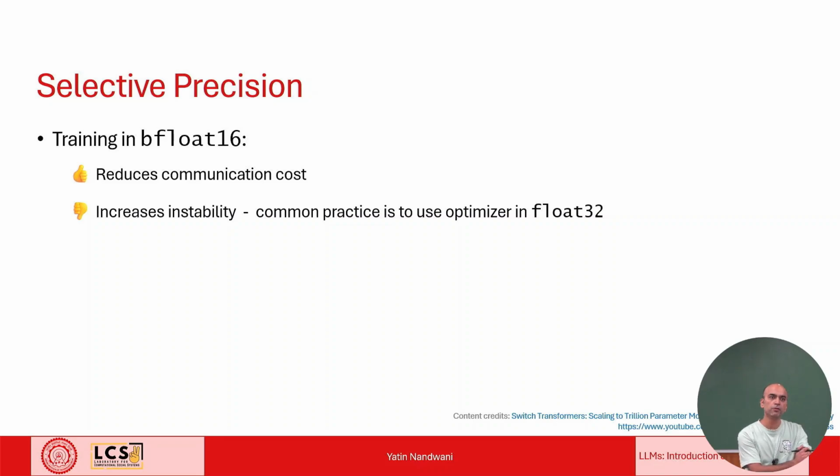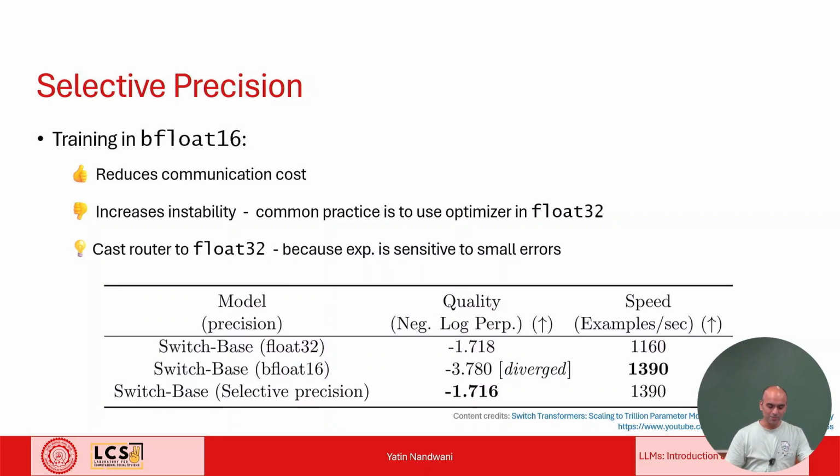Weights will be in bfloat16, but the optimizer will be in float32, right? So we keep optimizers in higher precision and weights in lower precision. Similarly, they also observed that if they use selective precision here, so what are they doing? All the experts are in bfloat16, but the router is in FP32. And why is that important? Because the router has to decide the probability of routing, and they want to reduce the error there, right?